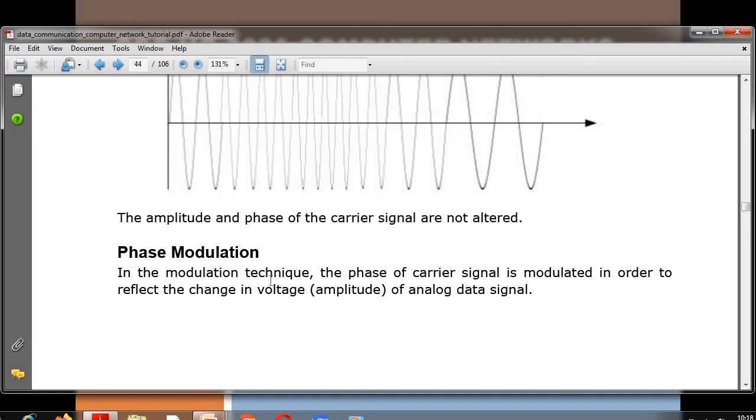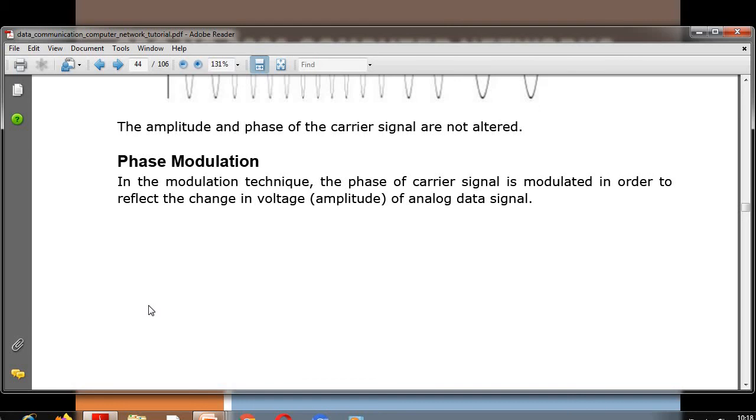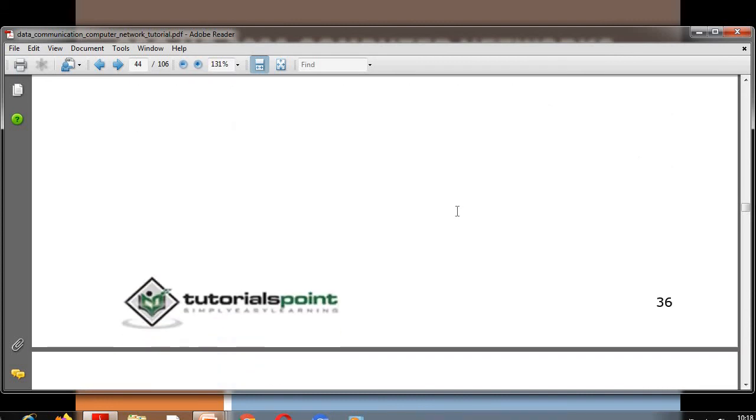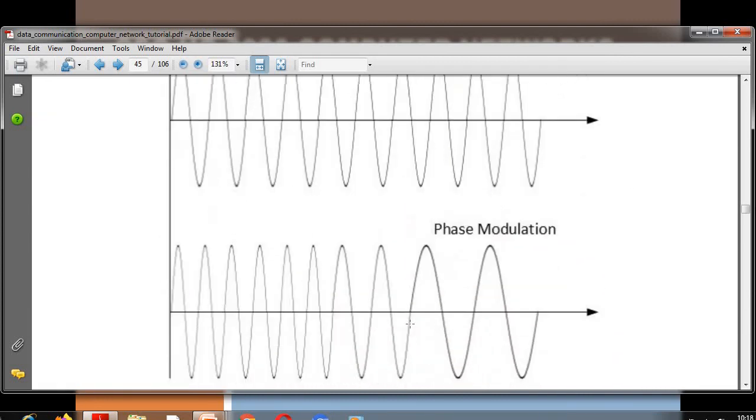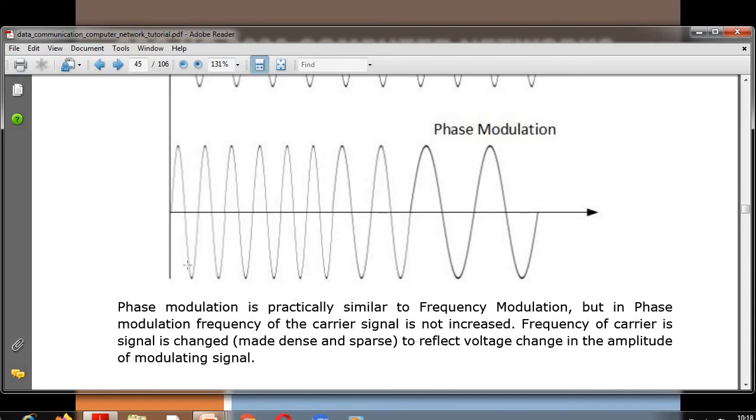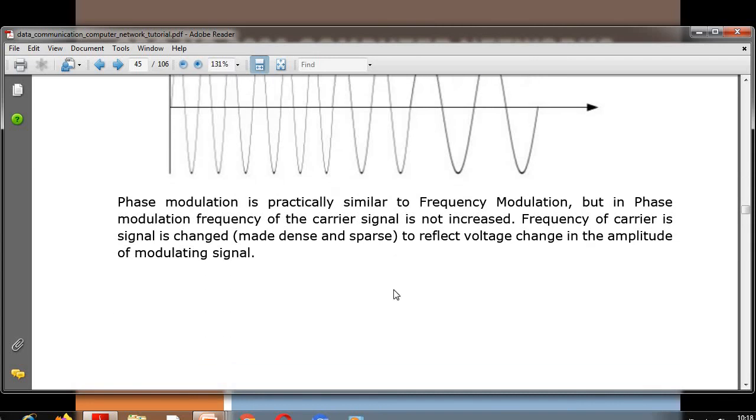Now phase modulation. In this modulation technique, the phase of the carrier signal is modulated in order to reflect the change in voltage amplitude of the analog data signal. Here you will see this is the analog data, this is the carrier wave. Here the phase is actually changed, so amplitude and frequency remain the same.